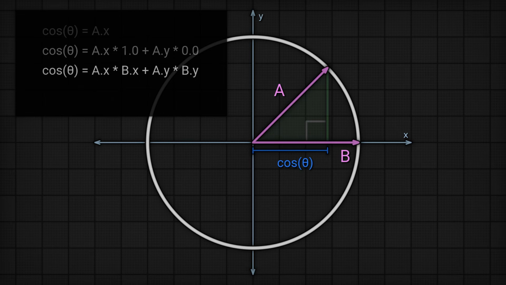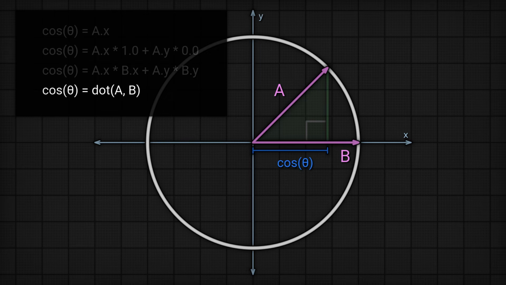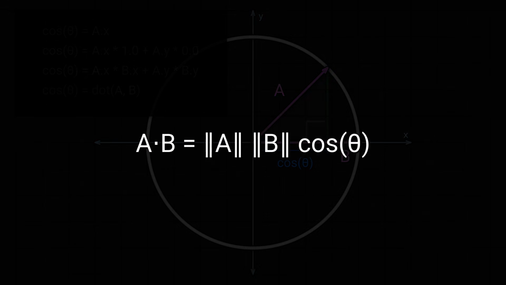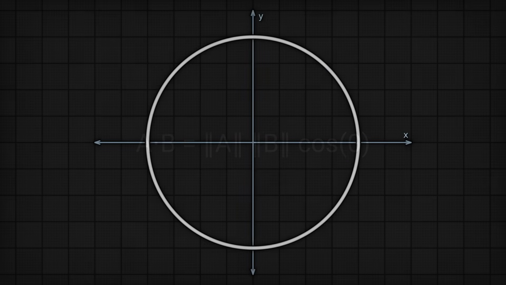So it's a dot x times b dot x plus a dot y times b dot y, which is now defined in a more mathematical way. It has a name. It's the dot product. So the dot product of a and b is equal to cos theta, which is just this horizontal distance here, if a and b are unit vectors. The more general equation you were taught in school was that a dot b is equal to the length of a times the length of b times cos theta.